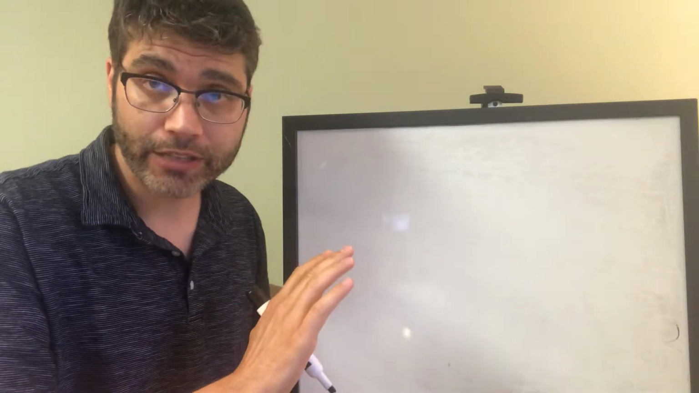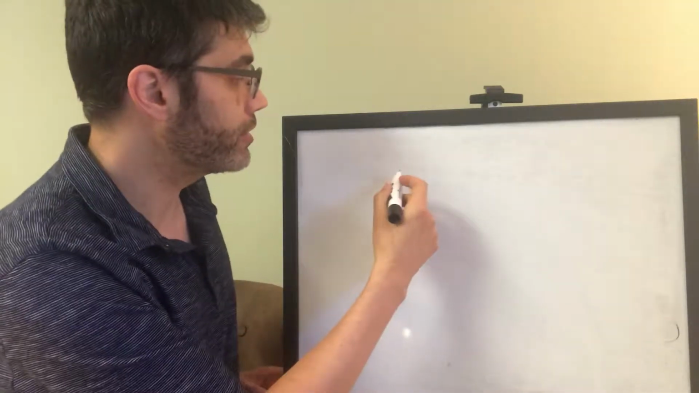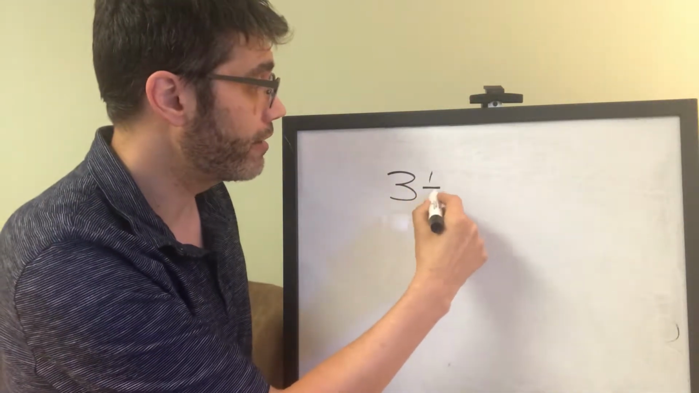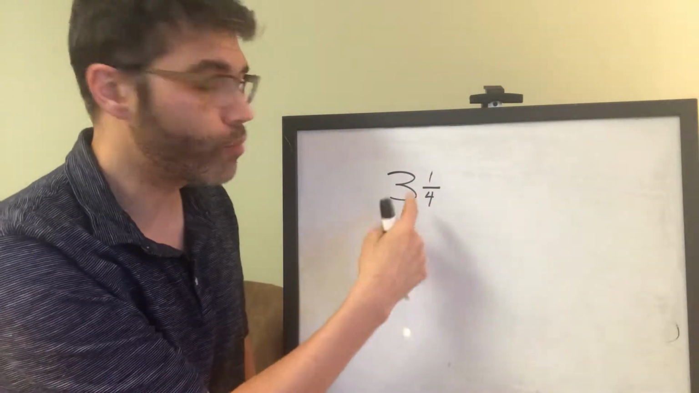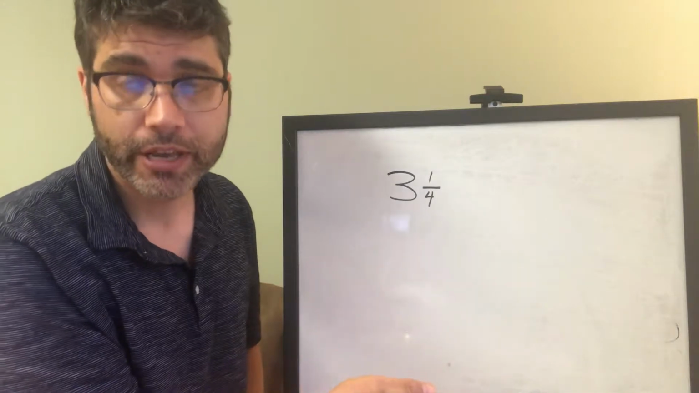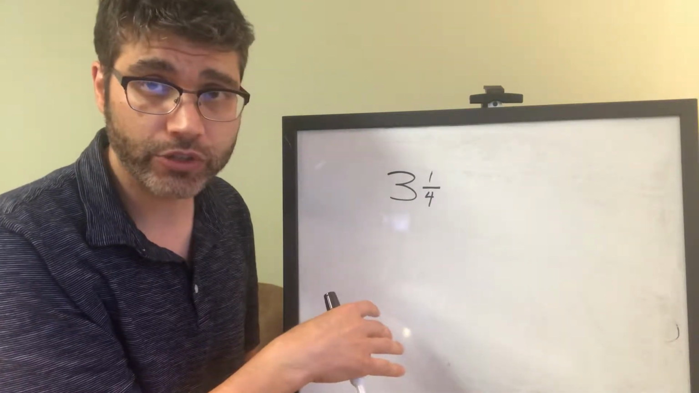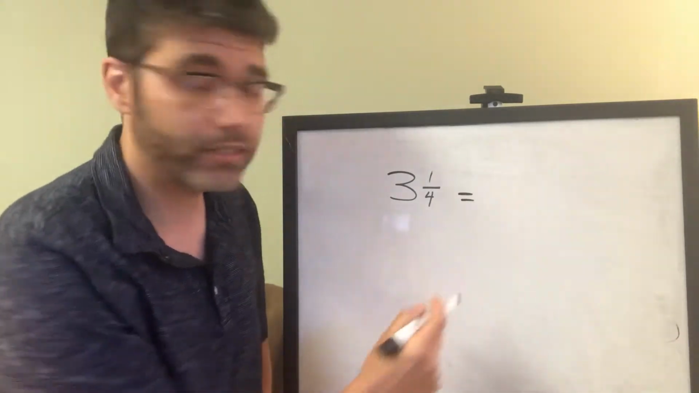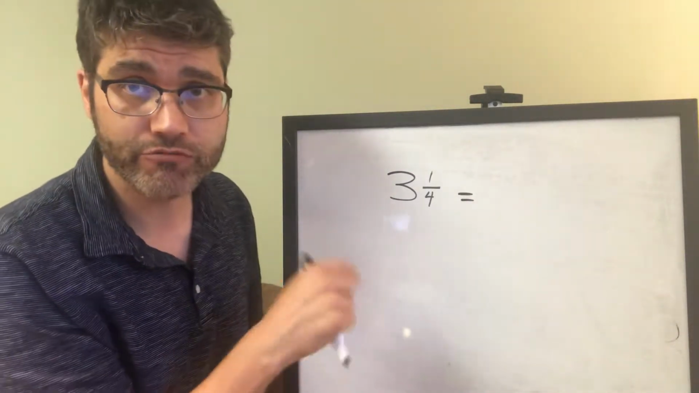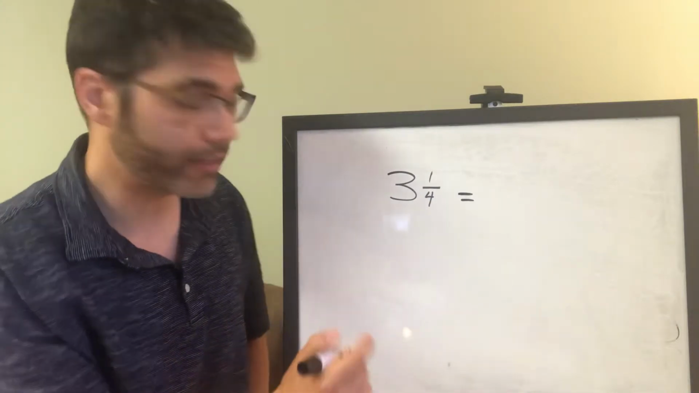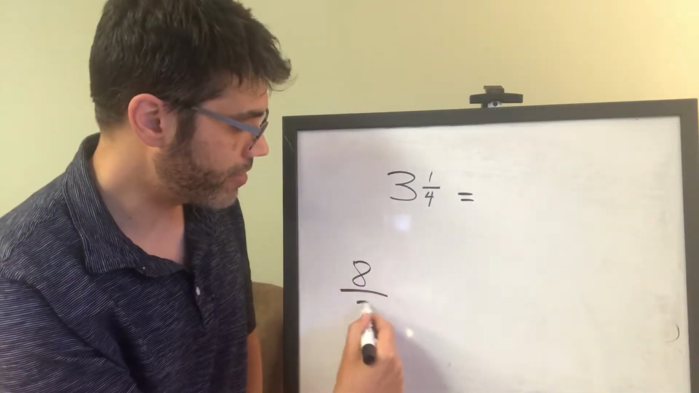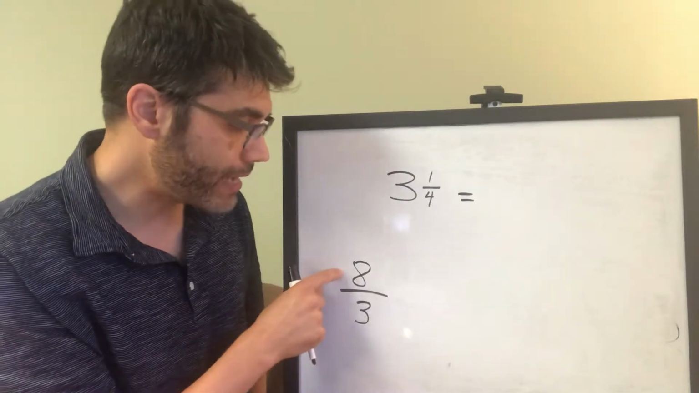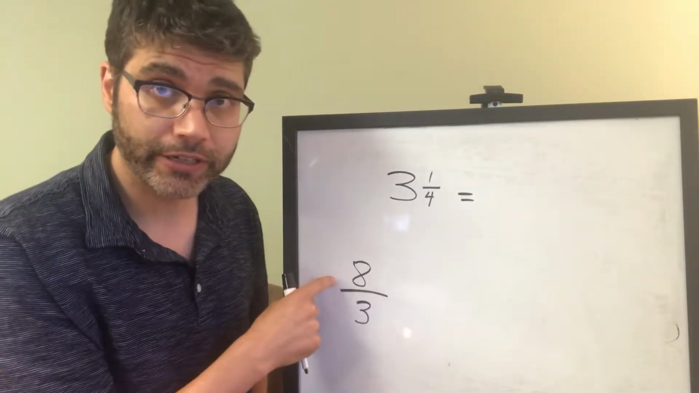Okay, so let's get into mixed numbers. Mixed numbers is where you have a whole number like this plus a fraction next to it. So 3 1/4 would be a mixed number. You can convert a mixed number into an improper fraction. An improper fraction is a fraction where the numerator is bigger than the denominator. So 8/3 is an improper fraction because 8 is bigger than 3, and 8 is in the numerator, and 3 is the denominator.